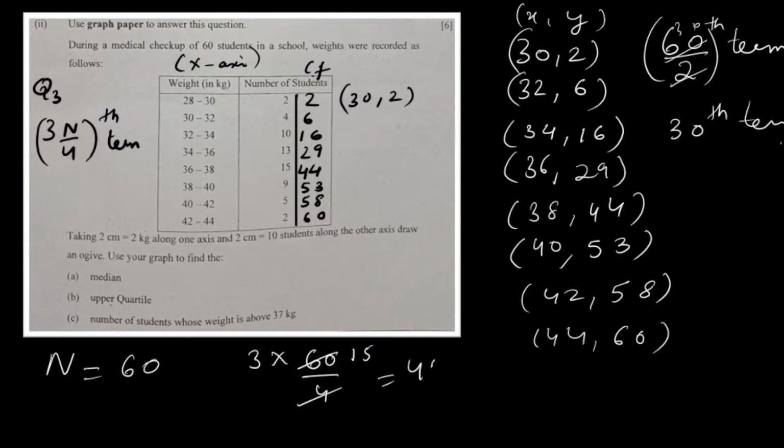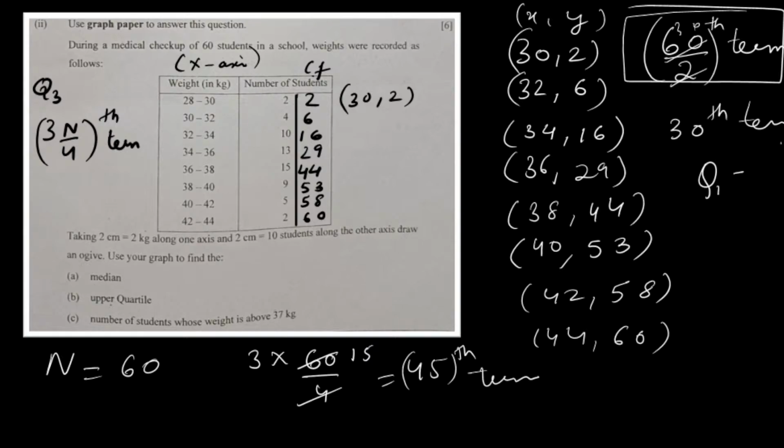So this is equal to the 45th term. 3n by 4, if you find, it is the 45th term. So the same process we have to follow. See, for the median we found n by 2. For the lower quartile, that is Q1, you have to find n by 4. For the upper quartile, which is Q3, you have to find 3n by 4. In this question we have to find the upper quartile, so we found the 3n by 4th term, that is the 45th term.